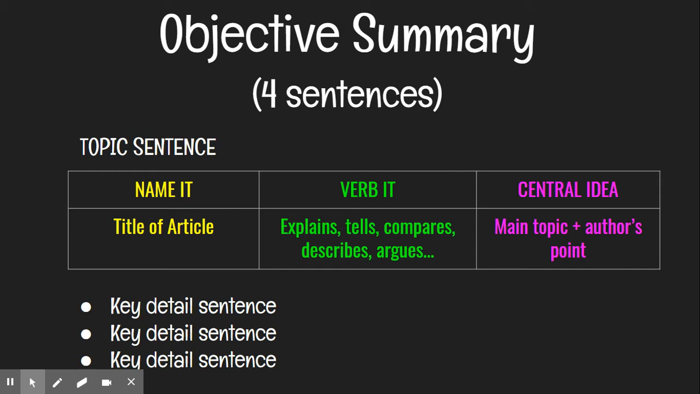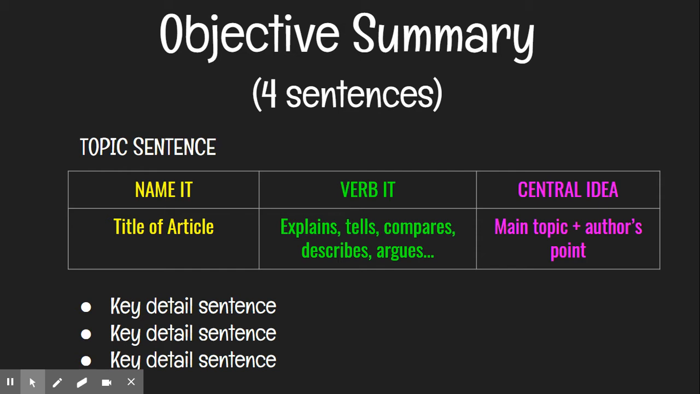The topic sentence has 3 parts to it. It's name it, verb it, and then write the central idea. The name it, all that means is you write the title of the article. Verb it means you pick one verb that best describes what this article is doing.